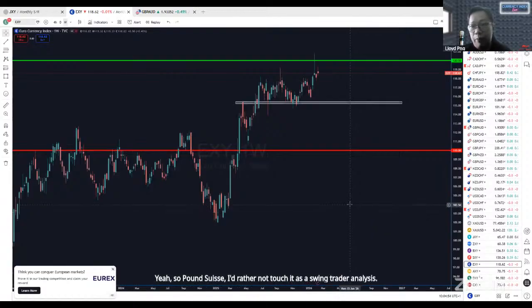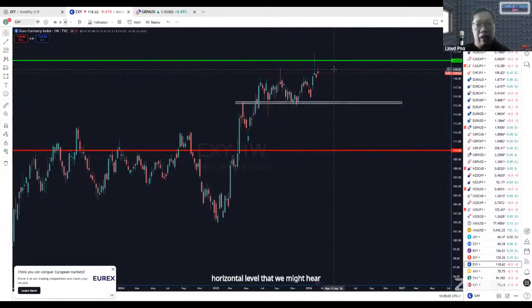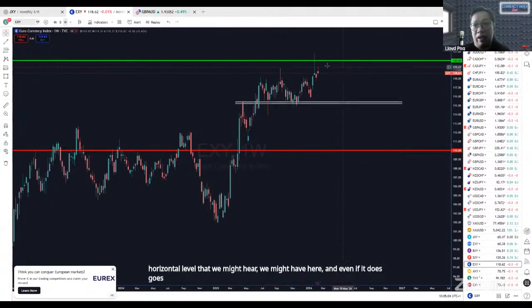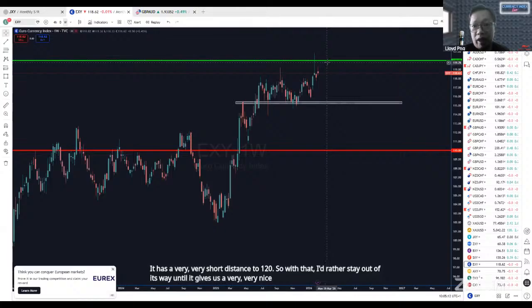Now, euro and pound have very similar sentiments. You can see that at this very short-term horizontal level that we might have here, even if it does go up, I would say that it has a very short distance to 120. So I'd rather stay out of its way until it gives us a very nice rejection again at 120. Then I might trade it down all the way to 115.